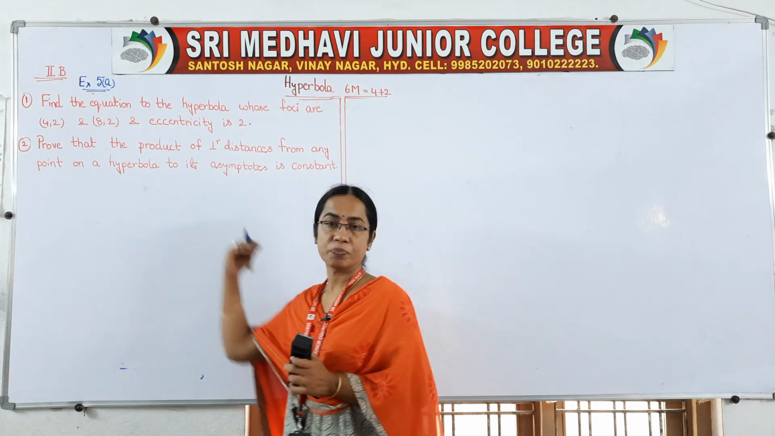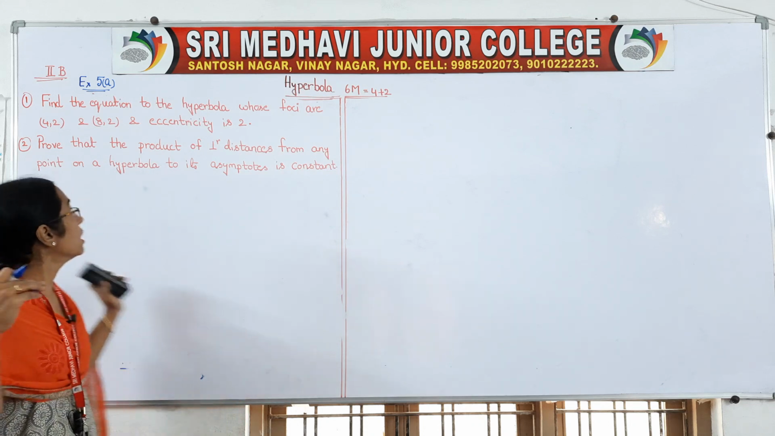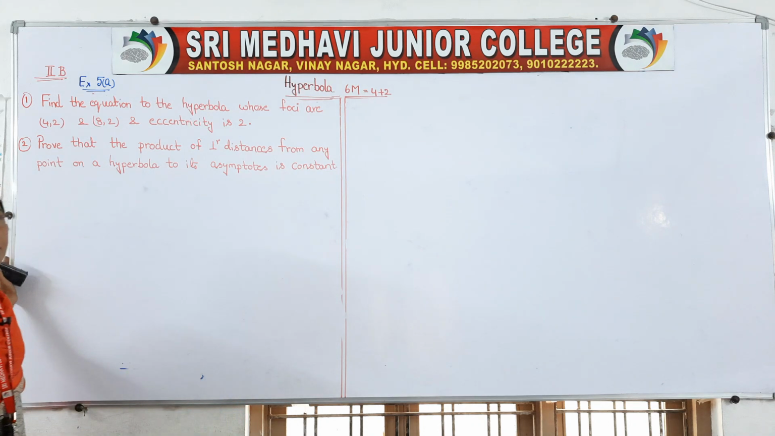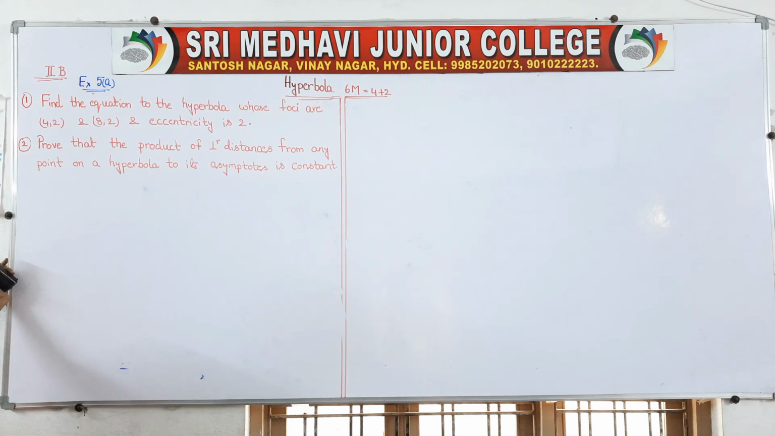So we are doing hyperbola problems now, from exercise 5a. Read the question carefully. Find the equation of the hyperbola whose foci are (4, 2) and (8, 2) and eccentricity is 2.